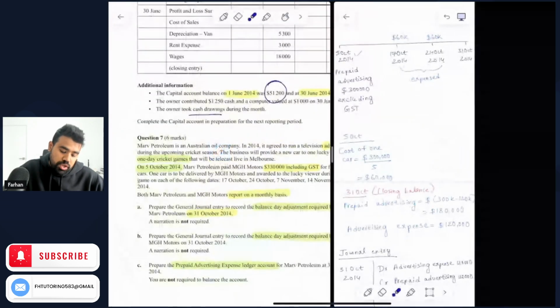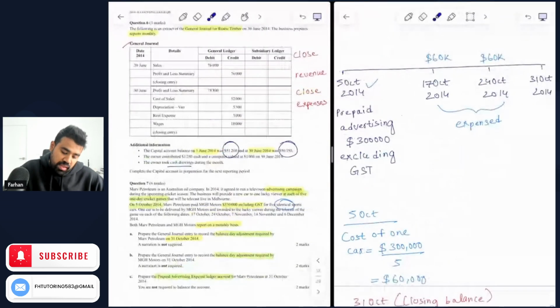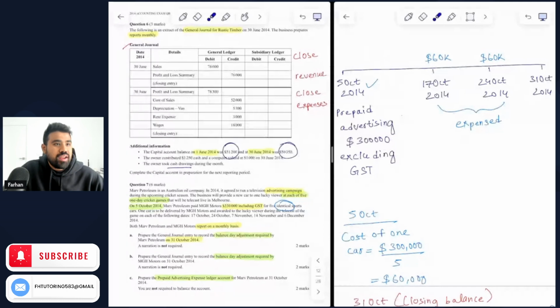So I've drawn a timeline to represent what's going on, which you can see. Within this timeline, I have identified 4 different dates, starting with the 5th of October, when the first transaction took place, where Mark Petroleum paid $330,000, including GST, which basically means $300,000 excluding GST. And we classify this as prepaid advertising of $300,000 excluding GST.